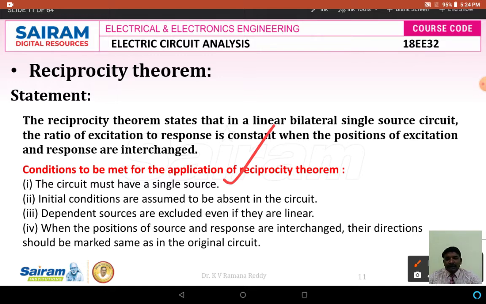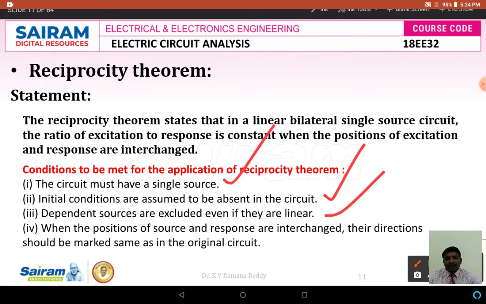Initial conditions are assumed to be absent in the circuit. That is, initial currents and initial voltages have to be absent, otherwise this principle is not verified. The next one is that dependent sources are excluded even if they are linear.